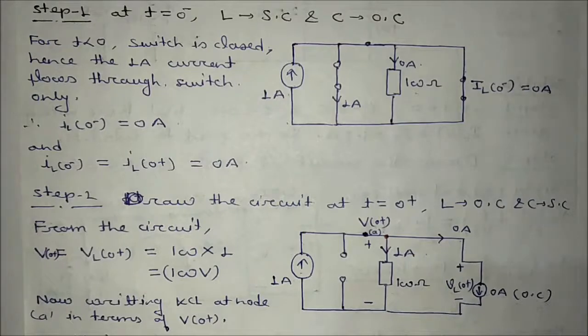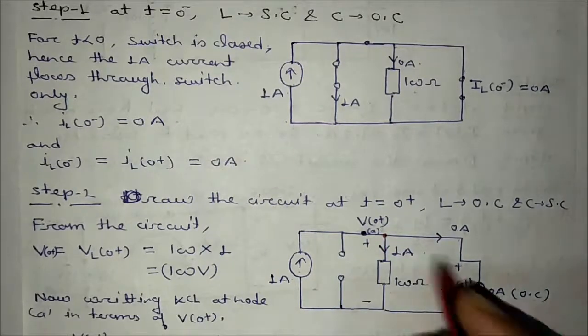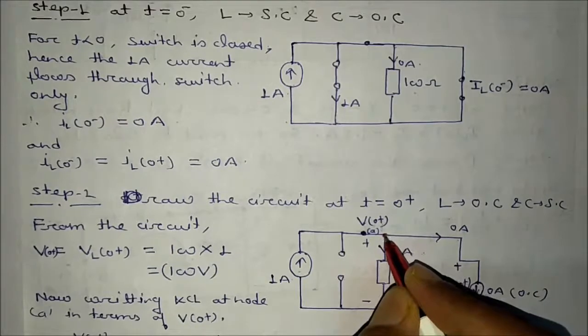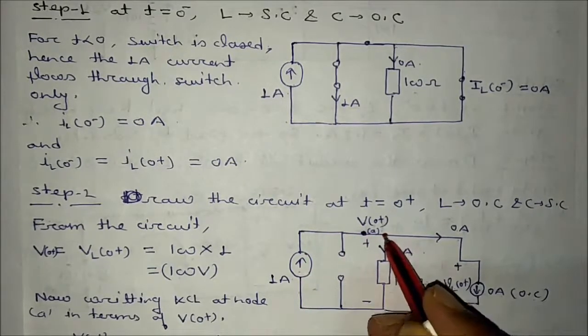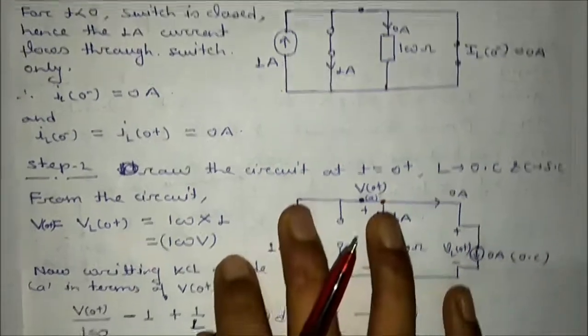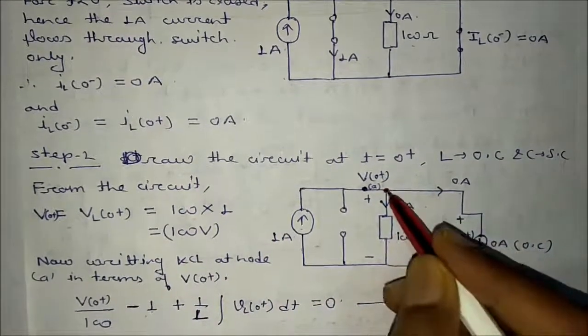Okay, now it is asking about dV0 plus divided by dt, that means the rate of change of this node voltage V. How can we calculate it? Just apply one KCL here. If you apply KCL here, what is happening? This is incoming current, minus 1, so I have written here minus 1. Okay, this is outgoing current.